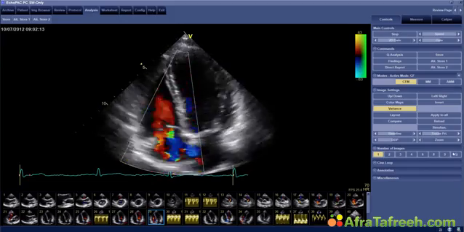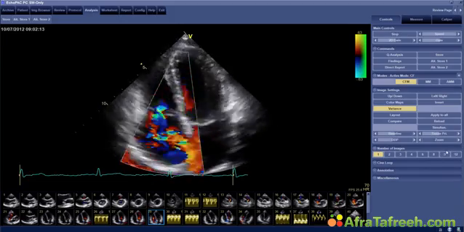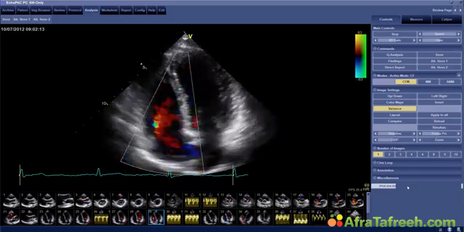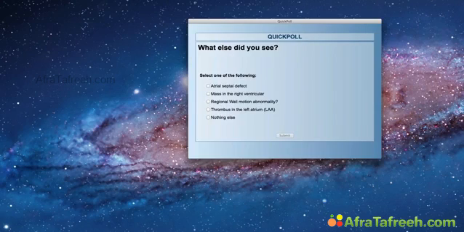Okay, and now my question. What else do you see? Mitral regurgitation is clear. We have a mitral valve prolapse. Do you see an atrial septal defect? Do you see a mass in the right ventricle? Maybe someone saw regional wall motion abnormalities or a thrombus in the left atrium? Or is there nothing else?